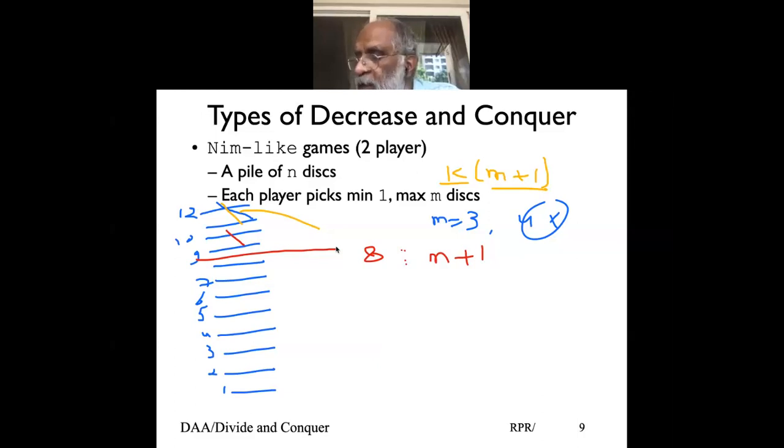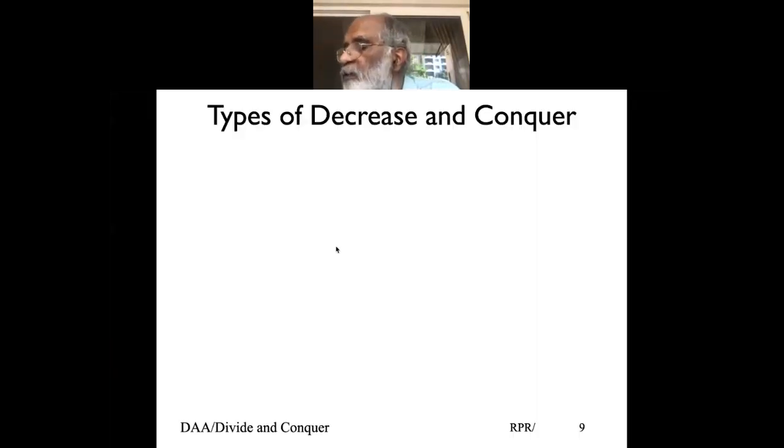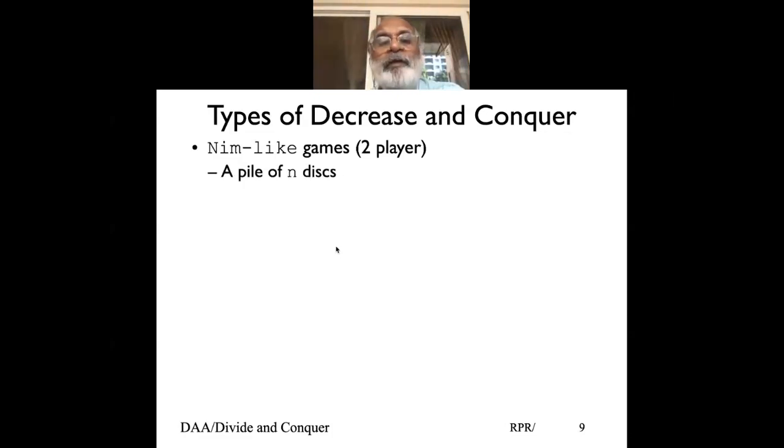Now if you, as a user, pick 3 disks, I'll pick only 1. And again we are left with 4 disks. Now if you pick only 1 disk, I end up picking 3 disks, and because I emptied the stack, I am the winner. So in this game, if you have n disks and n is a multiple of m plus 1, then the person who plays first is going to lose, and the person who plays at the end is going to win.